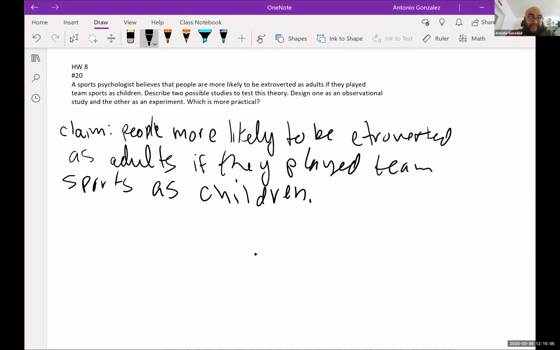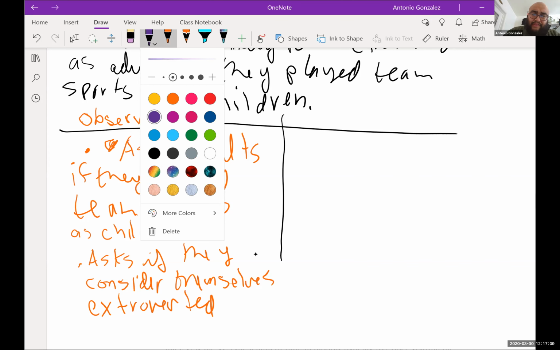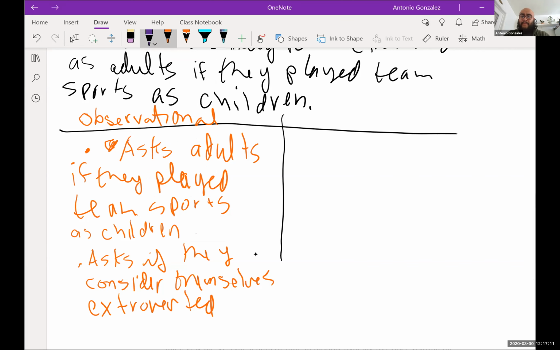Okay, so that would be an example of an observational study, right? We're not controlling anything. We just go out and ask people some questions. We're just observing and collecting data. All right, so that would be an example of an observational study. Any questions on this part right here, on the observational study? Okay, all right, so that would be a way to do an observational study.